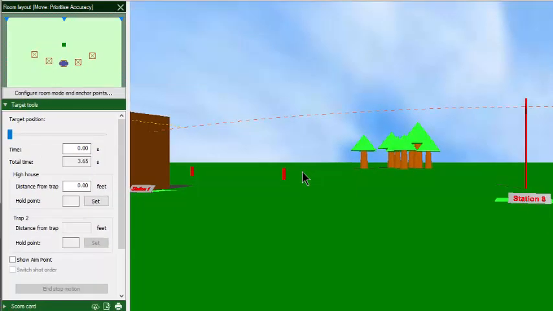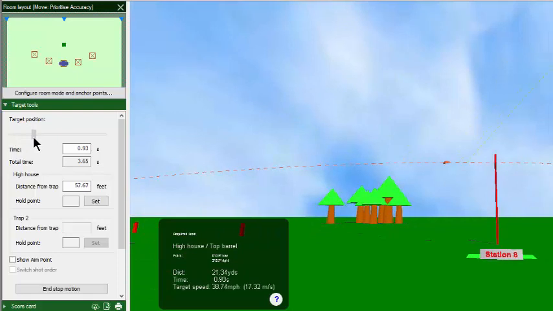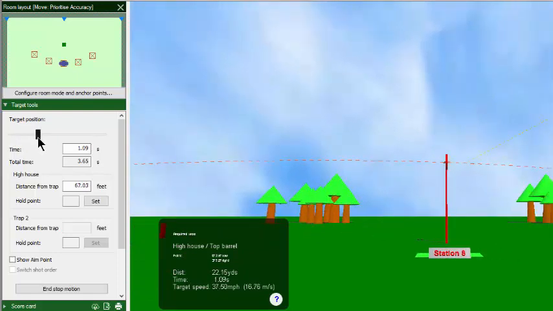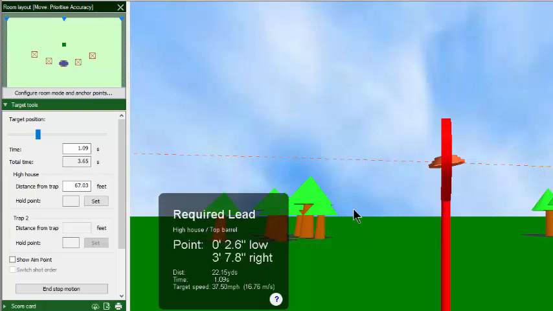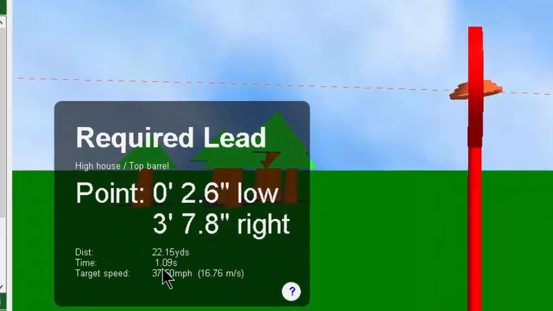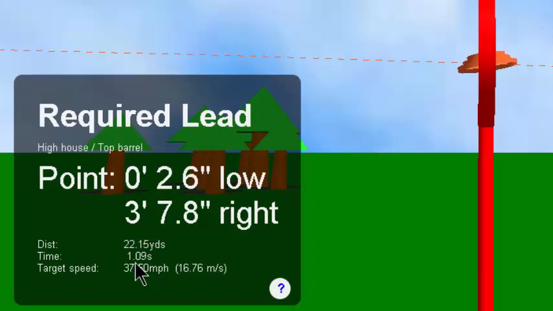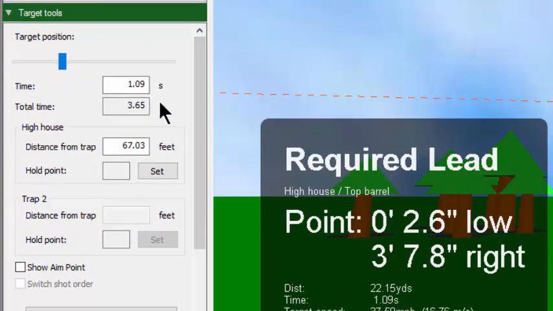I'm going to do this by going over to the sidebar, and I'm going to click and drag the target position until it's directly in the crossover stake, right there. Okay, now if I scroll in and take a look at that, you can see that I am definitely there. Now let's take a look down here at what DryFire has to say. Notice down here it says that the time to get to the crossover stake is 1.09 seconds. Also, if you look over here in the sidebar, it shows you 1.09 seconds.